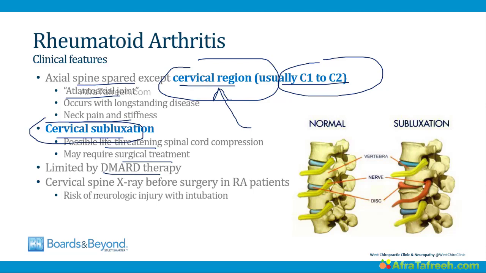But because of the possibility of disease of the joints in the neck, a cervical spine x-ray is often done before surgery in patients who have rheumatoid arthritis. And that's because you want to know if they have disease of the neck, because if it's present, there's a risk of neurologic injury when the patient is intubated and the anesthesiologist has to manipulate the spine.